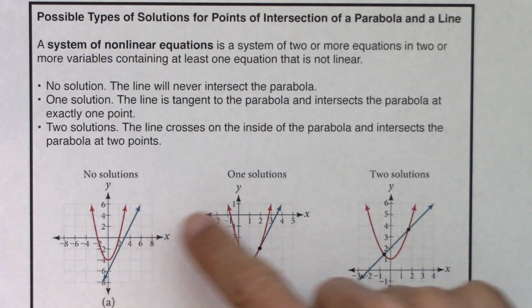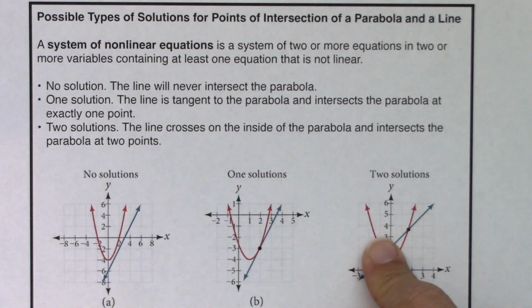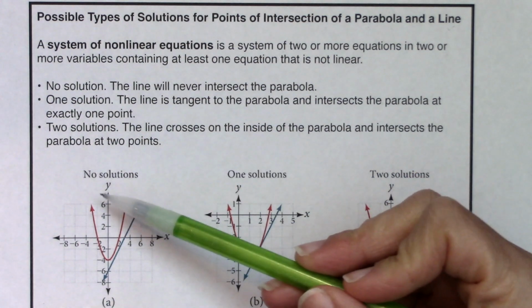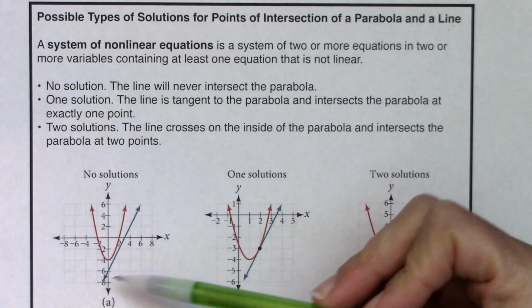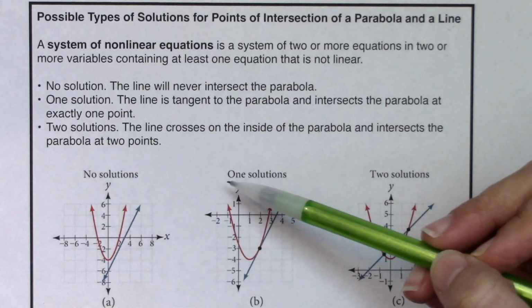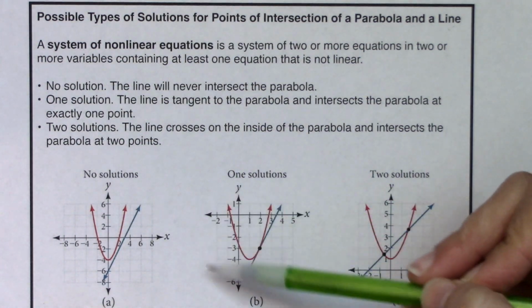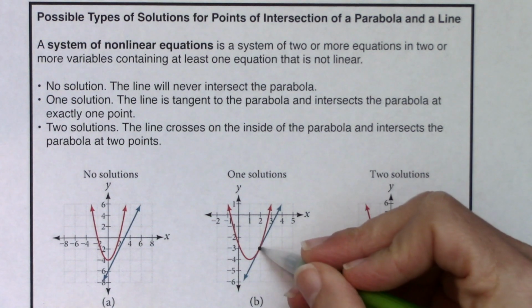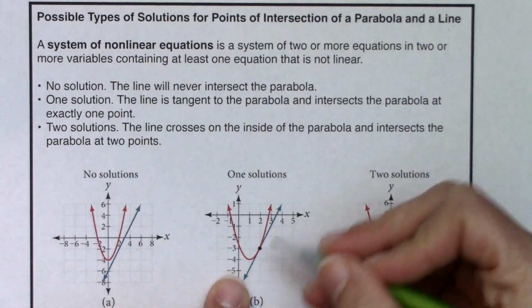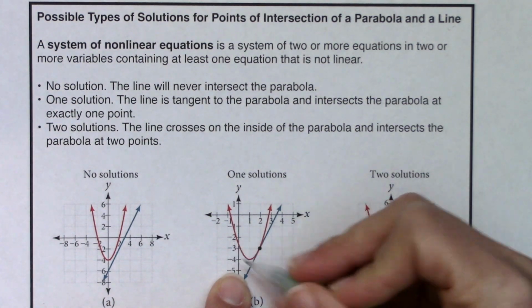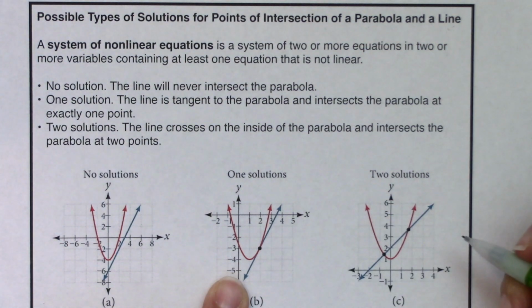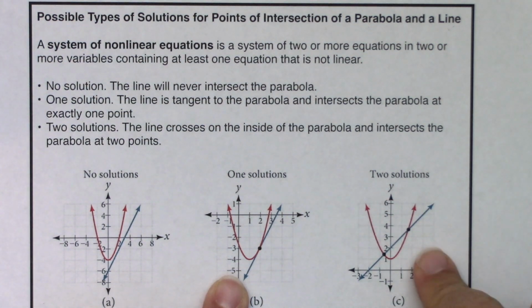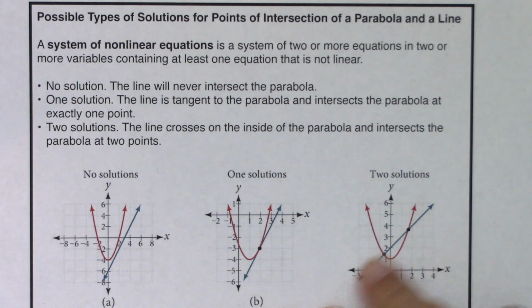When we talk about where these might intersect, or where we might have possible solutions, sometimes the line and the parabola never meet. Sometimes the line and the parabola meet at exactly one point. You might have heard the word tangent before, where the line is tangent to a point on the parabola. And one of the more common versions is when you have two solutions, when the line hits the parabola twice.